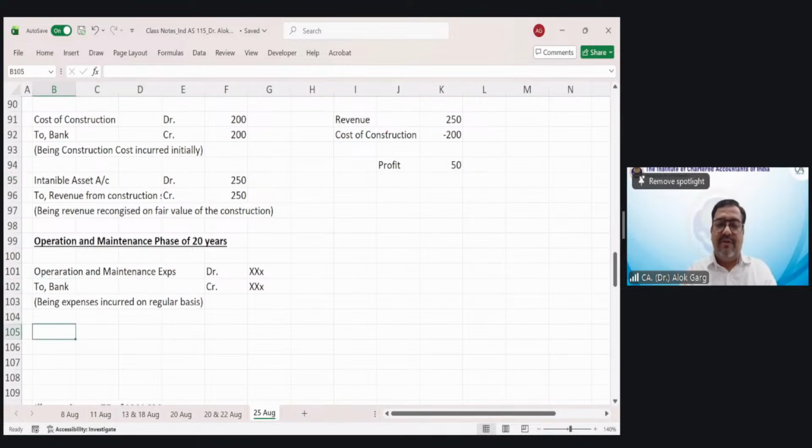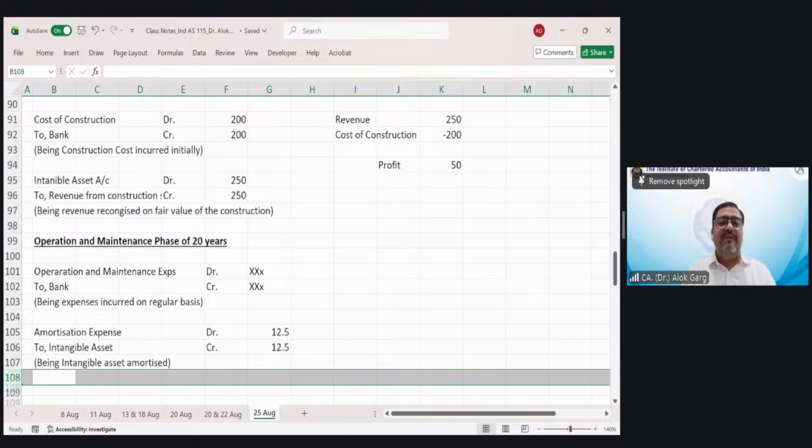So amortization expense account debit करेंगे नहीं करेंगे 20 years में? Amortization expense account debit to intangible asset, कितने साल में? 20 years में. लास्ट में तो 20 ईयर के बाद गवर्नमेंट को वापस करना है ना. कितना होगा? 250 divide by 20 years, right? So every year 12.5 is the amortization, being intangible asset amortized.